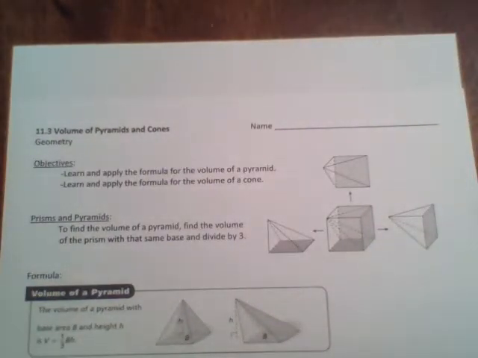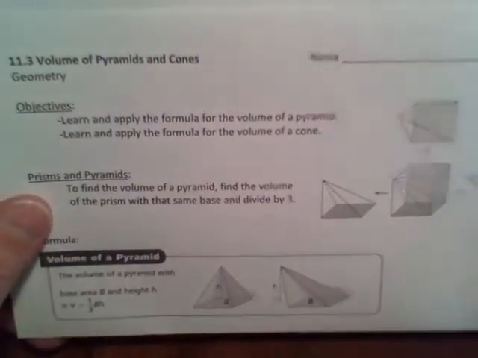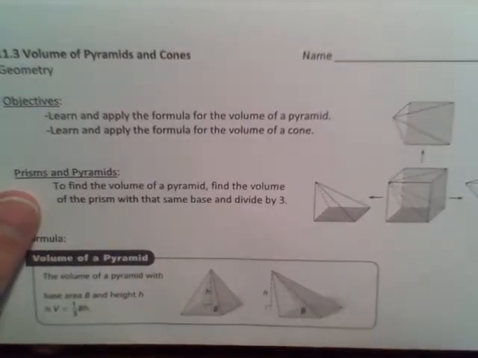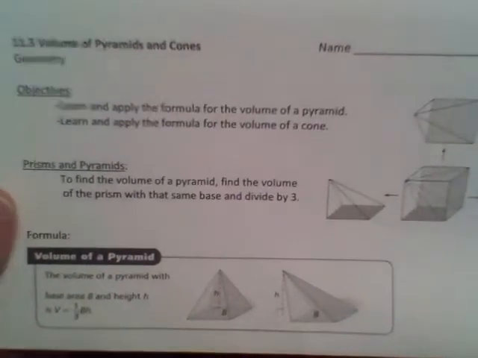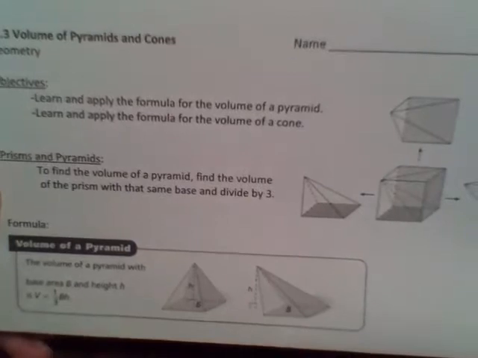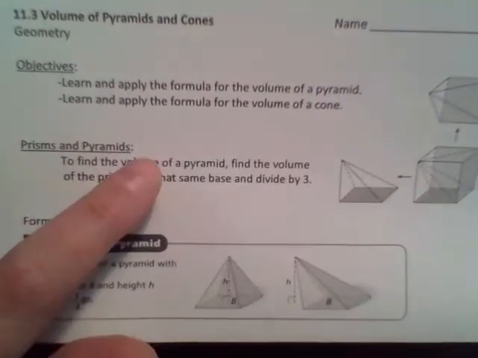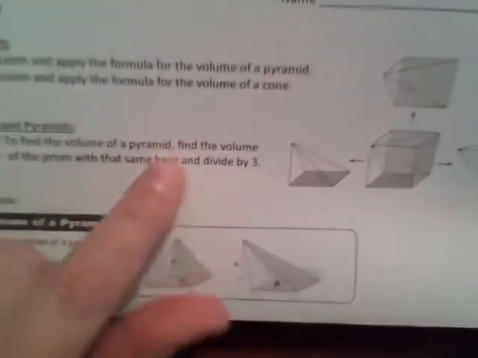All right, so here we are with 11 free volumes of pyramids and cones. Our objectives are to learn and apply the formula for the volume of a pyramid, and then also learn and apply the formula for the volume of a cone. So the idea between prisms and pyramids is that to find the volume of a pyramid, the guy with the point here, you just need to find the volume of the prism that would have had that same base and divide it by 3.